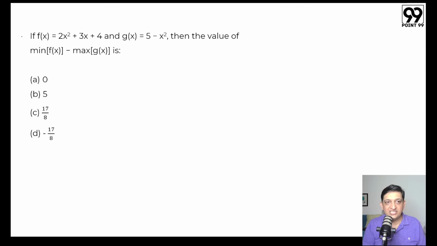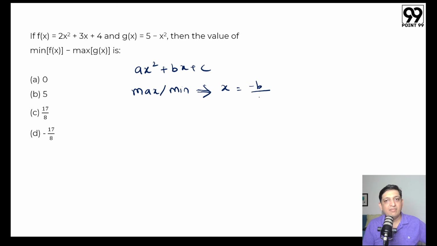We also have one more question here. If f of x equals 2x square plus 3x plus 4 and g of x equals 5 minus x square, what is the value of minimum of f of x minus maximum of g of x? Now you have to understand one small thing, or if you know your derivatives then even better. But one thing you can understand is that whenever you have a quadratic in the form of ax square plus bx plus c, the maxima or the minima, depending on the context, will happen when x equals minus b by 2a. And why is this the case?